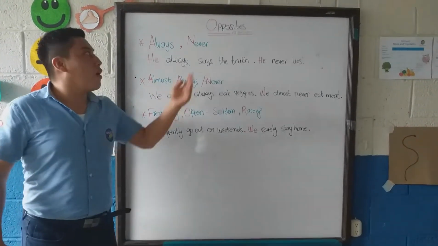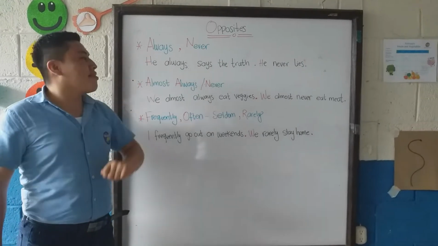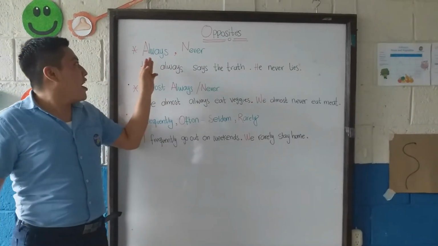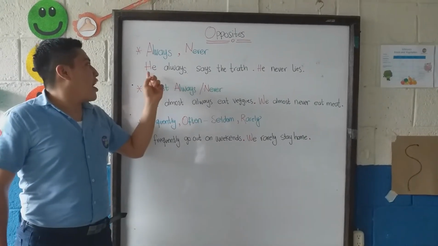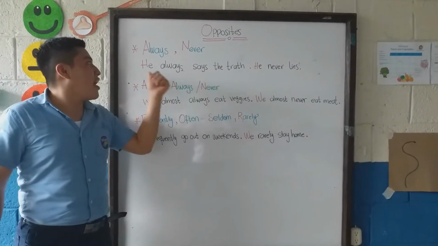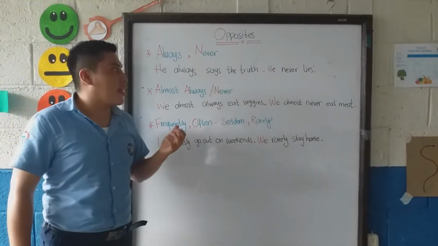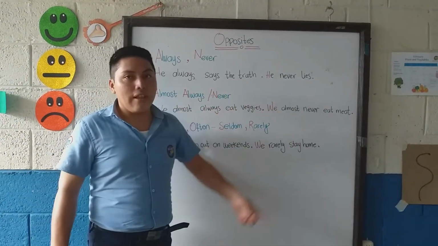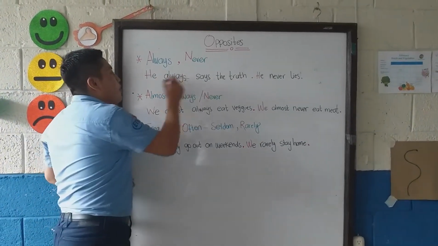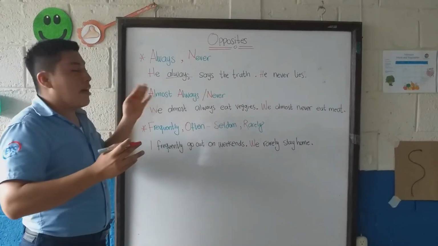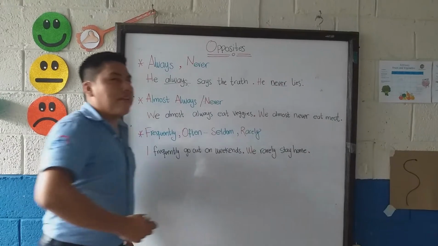Today we're going to learn how to make opposites with frequency adverbs. Let's start with never and always, okay? Here we have these two frequency adverbs that are opposite. In these sentences we have: he always says the truth. We're expressing something that he does. He never lies. It's the opposite of this sentence. You notice we are contrasting the frequency adverbs always and never.